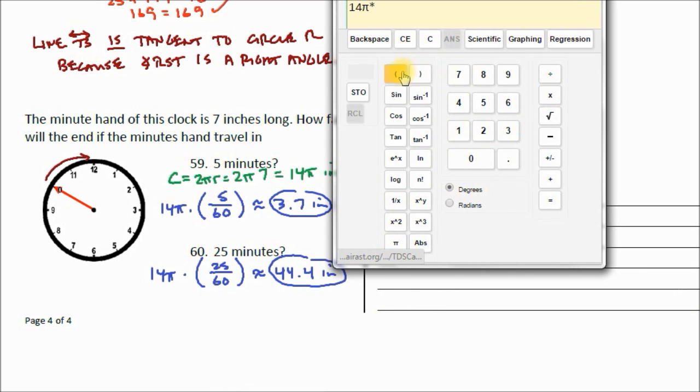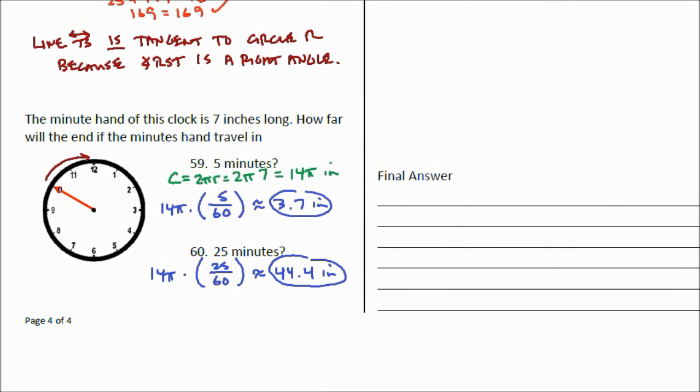14 pi times parenthesis 25 divided by 60, close parenthesis, 18.3. Oh, that's not correct. What did I do wrong? Let's try it one more time. 14 times pi times 25 divided by 60 equals 18.32. Oh, I have a mistake here. It's not 44.4. It is 18.3. So let's correct that. This should be 18.3. And that makes sense because moving 5 minutes, we're going to move 5 minutes 5 times. So 5 times 3.7 is about 18. So 18.3 makes sense. Good thing I checked my work again.